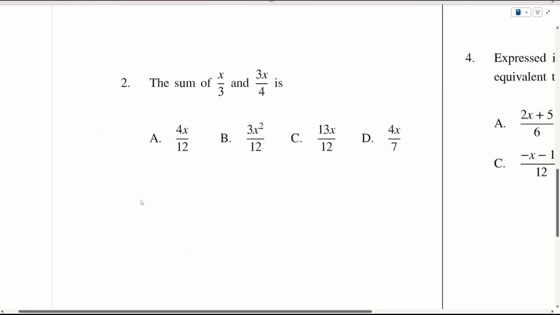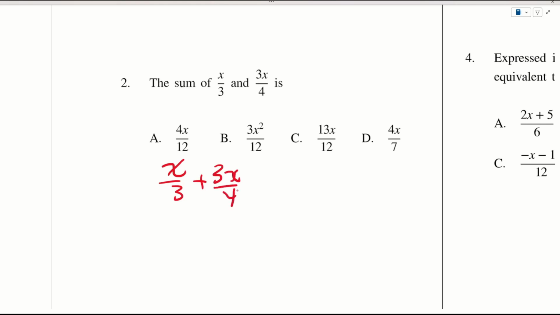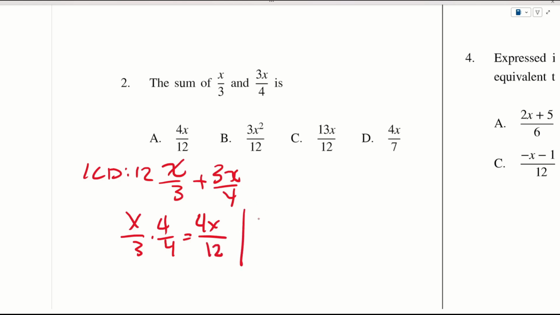Question 2 is basically the same thing as question 1. The sum of x over 3 and 3x over 4 is, now let's rewrite it, x over 3 plus 3x over 4. Now we need them to have a common denominator of 12, okay? 3 times 4. We're going to multiply x over 3 by 4. We get 4x over 12. We're going to multiply 3x over 4 by 3. We get 9x over 12.